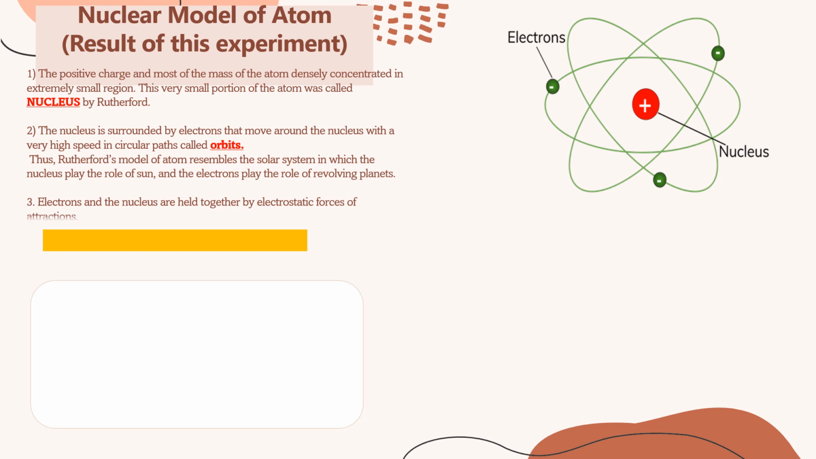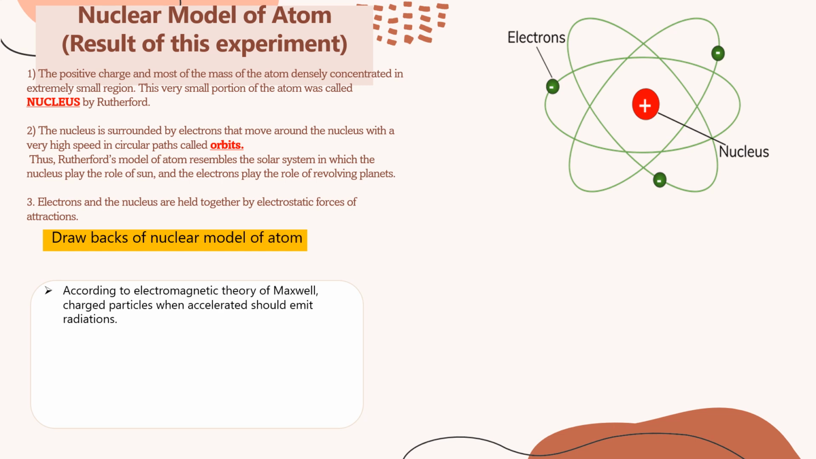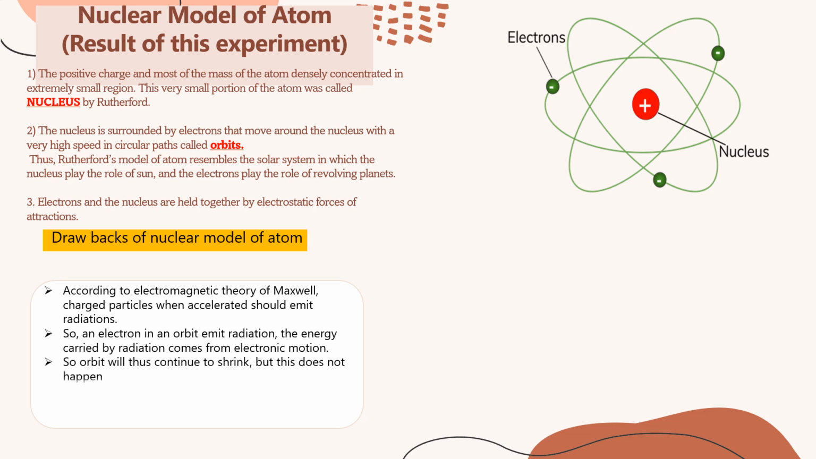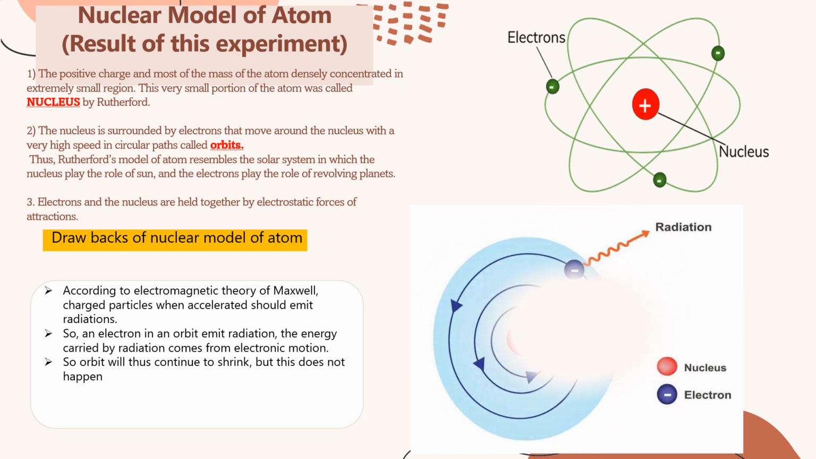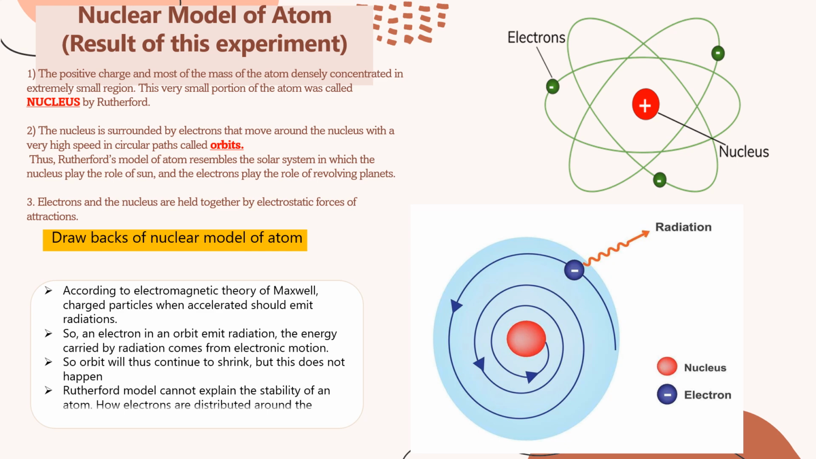So this model has drawbacks. According to electromagnetic theory of Maxwell, charged particles when accelerated should emit radiation. An electron in an orbit would emit radiation, so the energy carried by radiation comes from electronic motion. The orbit will thus continue to shrink, but this does not happen. Rutherford model cannot explain the stability of an atom, or how electrons are distributed around the nucleus. So these are the drawbacks of Rutherford model.